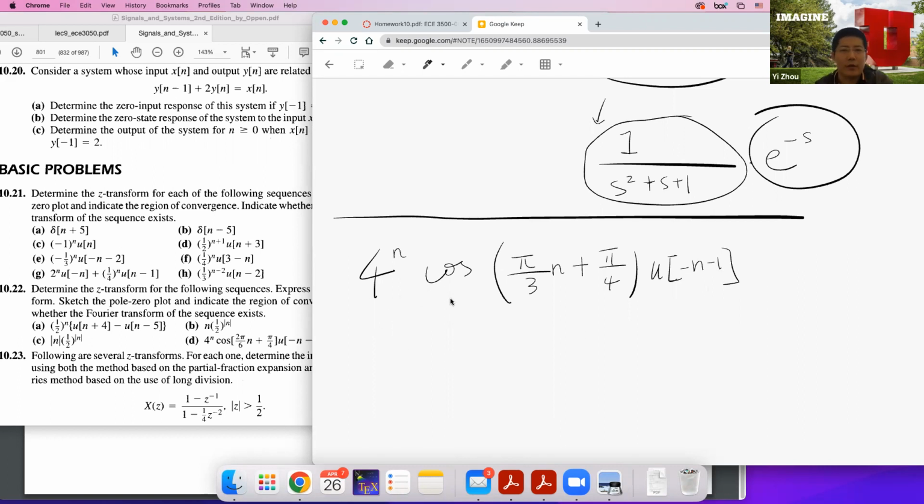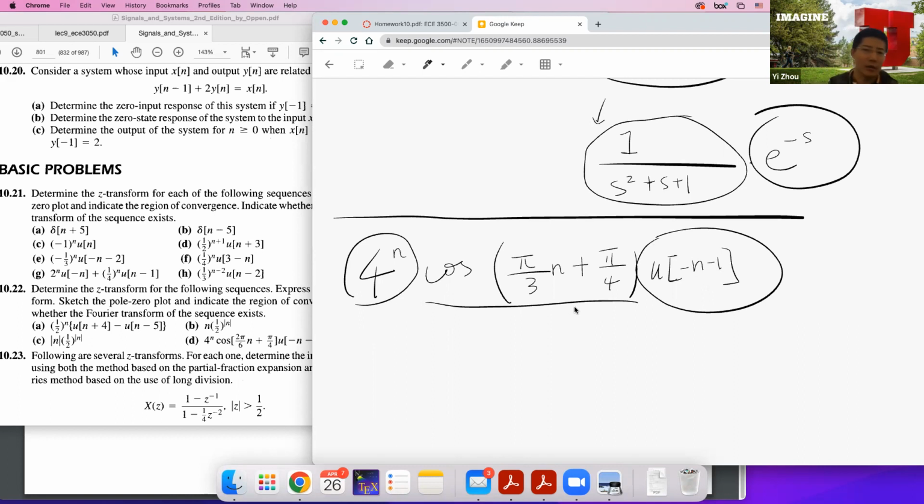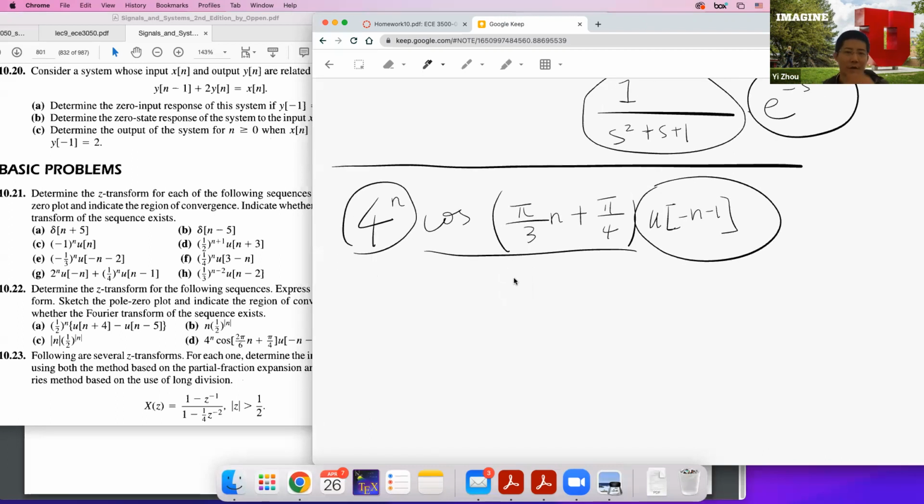I think this can be understood as modulation, right? So as long as you can handle this Z transform, then you apply that modulation property, or the frequency shifting property of the Z transform, to handle the cosine part. But the first question is: what is the Z transform of this one?